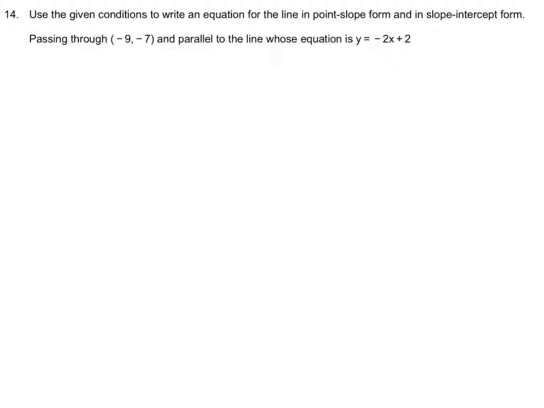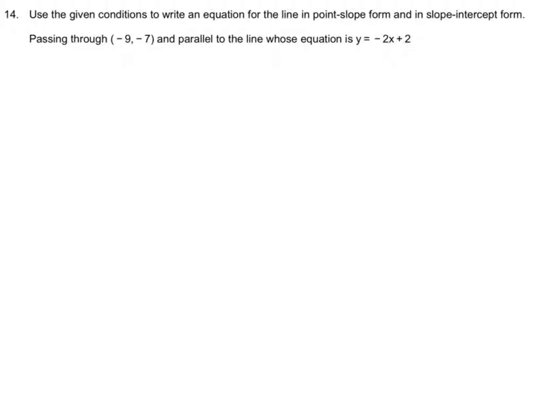Parallel and perpendicular lines. Use the given conditions to write an equation for the line in point-slope form and in slope-intercept form, passing through (-9, -7), and parallel to the line whose equation is y equals -2x plus 2.